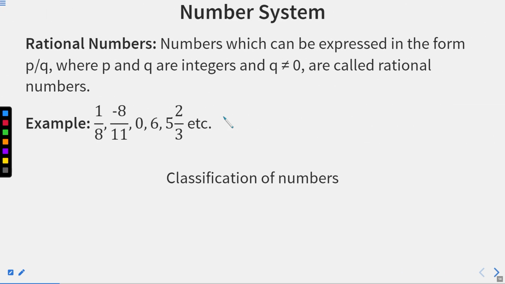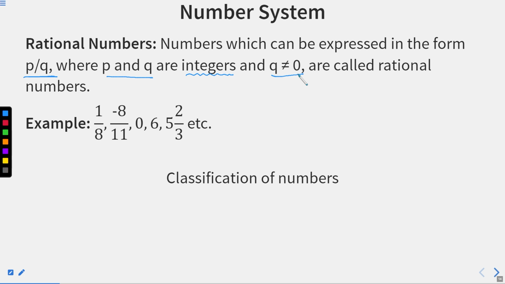So till now we have studied natural numbers, whole numbers and integers. Now we are going to study a very different and interesting class of numbers, that is rational numbers. So what is a rational number? Numbers which can be expressed in the form of P upon Q, where P and Q are integers. So clearly try to memorize the definition: a number which can be expressed in the form of P upon Q is a rational number, where P and Q are integers and Q is not equal to 0.